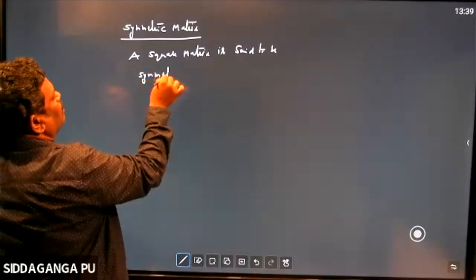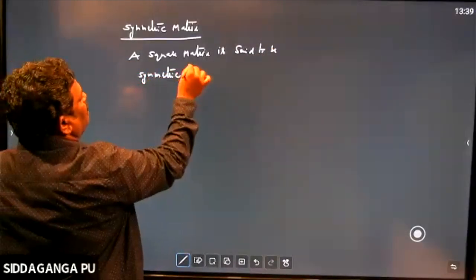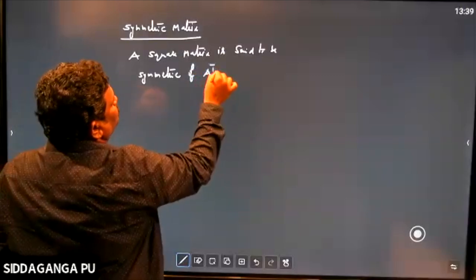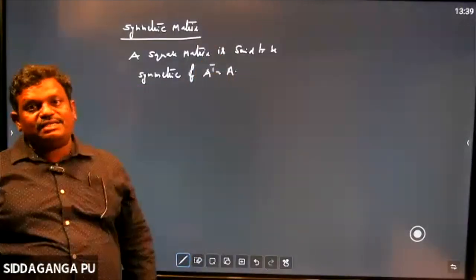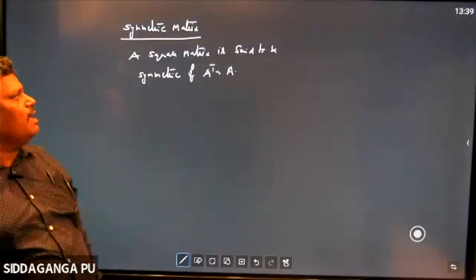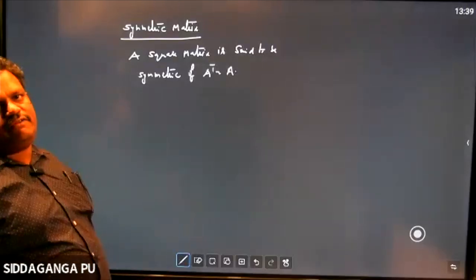A square matrix is said to be symmetric if A transpose is equal to A. So any square matrix with A transpose equal to A is said to be a symmetric matrix.